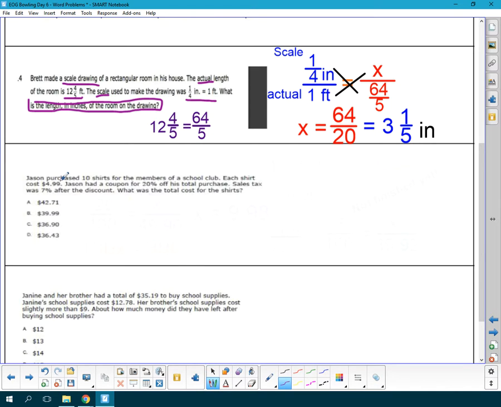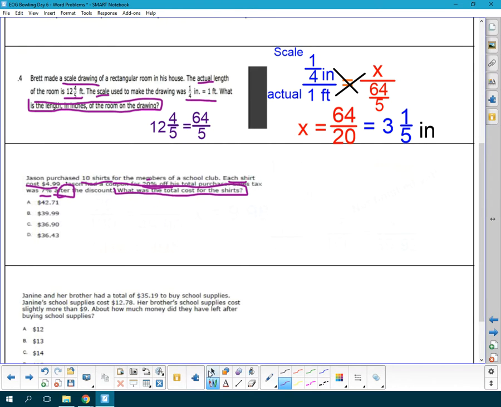Let's underline some key words. It's important that he bought 10 shirts. Each shirt cost $4.99. I'd say that's pretty important. The coupon was 20% off, okay, but sales tax was 7% after the discount, that's pretty important. It says what was the total cost for the shirts.